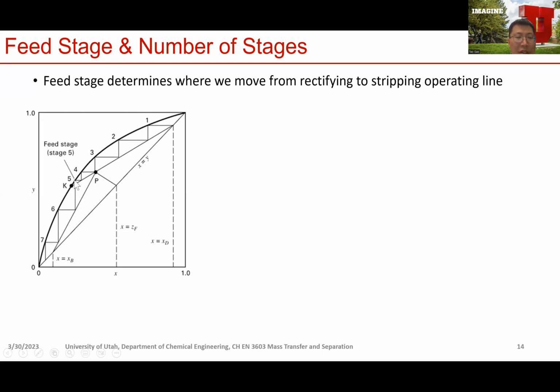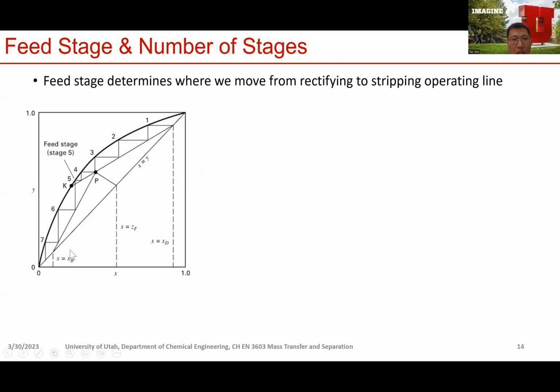Then after stage 5, if you further step down, you're going to go into the stripping section. So now we're going to use the stripping operating line. Then this point will step down, and it's going to cross this line here. Then you step horizontally, vertically, horizontally, vertically, and eventually you find out we need a total of 7 stages to achieve the desired separation outcome.